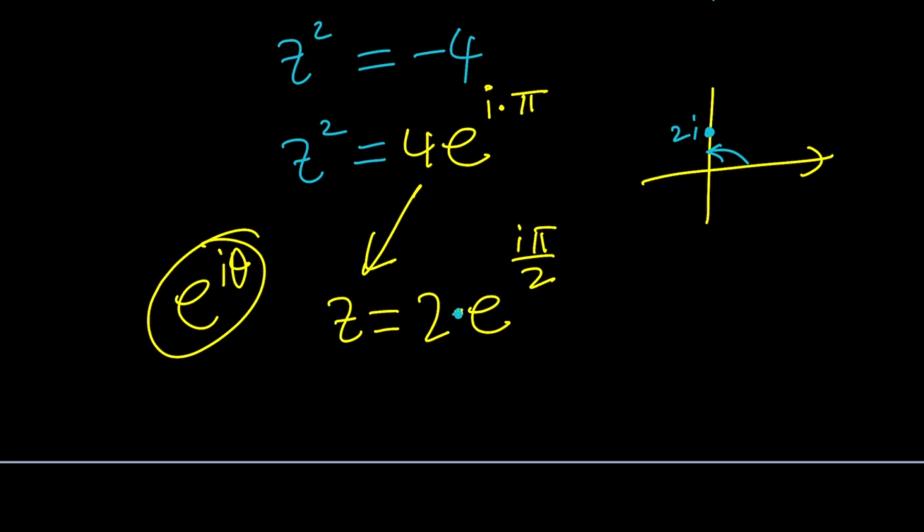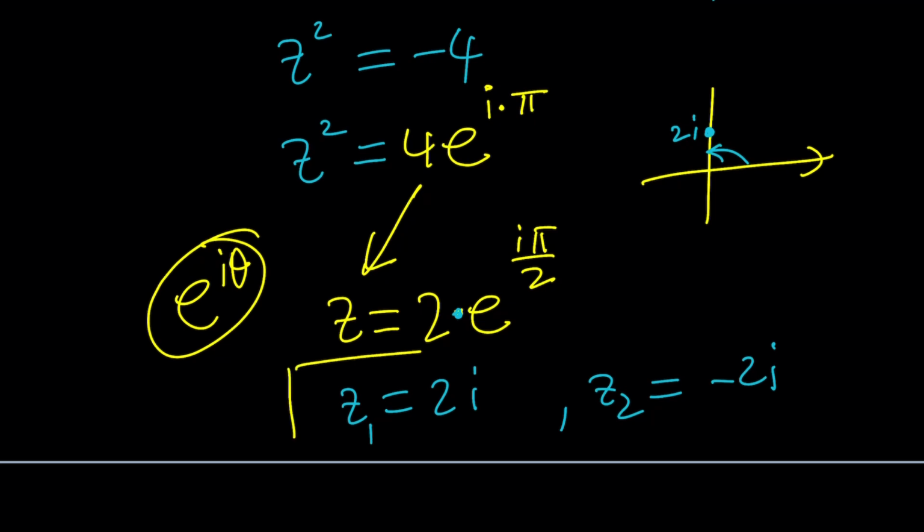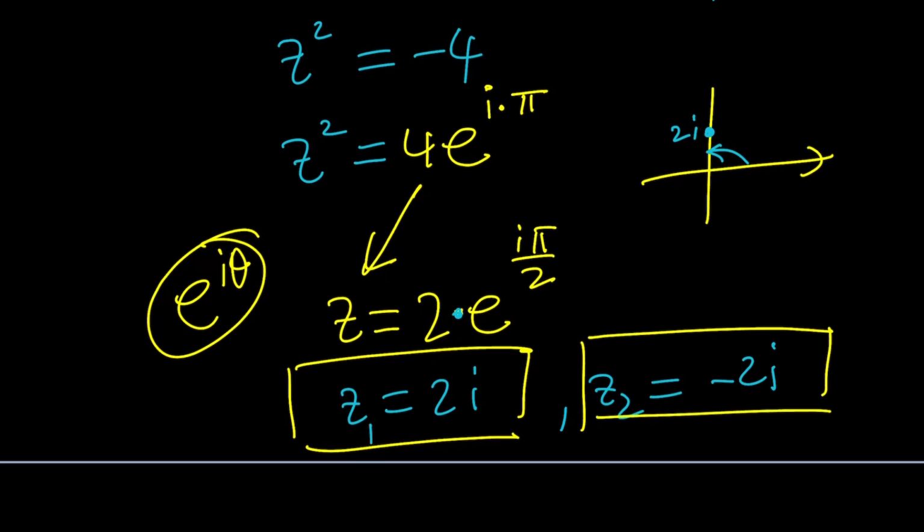Make sense? So one of the solutions will be 2i, and of course you could call that z sub 1, and z sub 2 will be the opposite, negative 2i, because there are two numbers whose square is negative 4, and those numbers are 2i and negative 2i. Make sense? Okay, so that's going to be the solution set, basically.